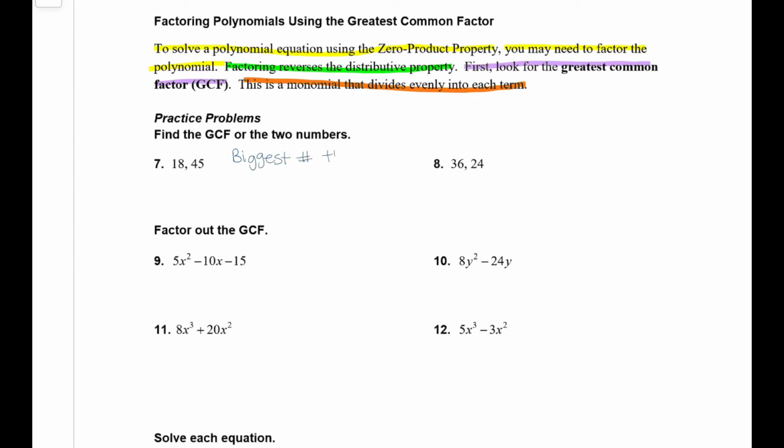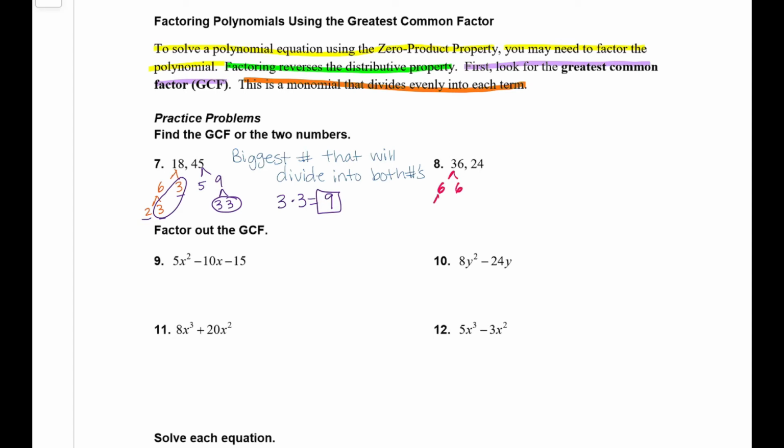So on number 7, we are finding the greatest common factor, or the GCF, of the two numbers. So the GCF is the biggest number that will divide into both numbers. So I'm going to make a factor tree of 18. I have 2 times 3 times 3 gives us 18. 9 and 5 are 45, and 3 and 3 make 9. So we have 2 3's on both of our numbers, so we're going to multiply those to be 9. So 9 goes evenly into both 18 and 45.